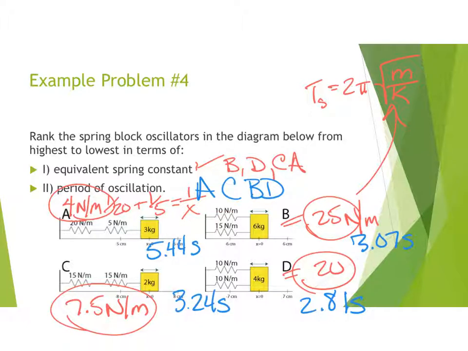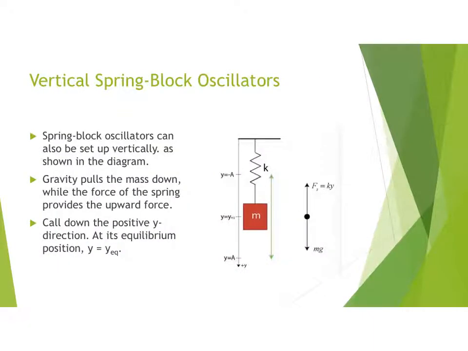I'm going to do 2 more example problems in this video, but I'm going to change things up a little bit. I'm going to change our springs so now they are hanging, or vertical, spring oscillators. A spring block oscillator that can be set up vertically, gravity is going to pull this mass down. So, well, let me back up just a second.